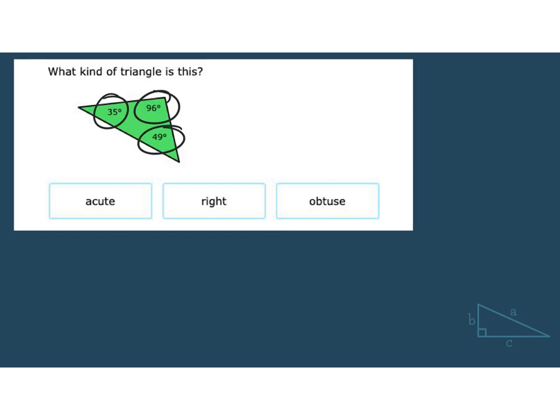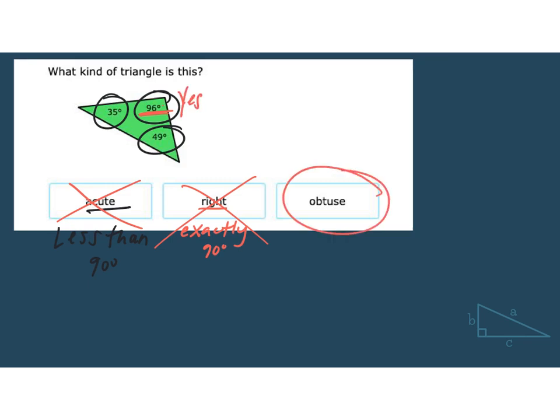Okay. First thing, are all three acute? Are all three less than 90 degrees? Right away, I see that 96 is bigger than 90, so it can't be acute. Is there an angle that is exactly 90 degrees? I see 96, it's close, 49 and 35. None of them are exactly 90, so it's not right. Obtuse, is one of the angles bigger than 90 degrees? Yes. 96 is bigger than 90, so obtuse would be the answer.